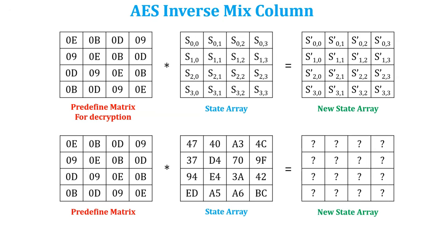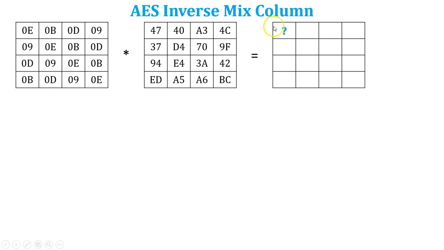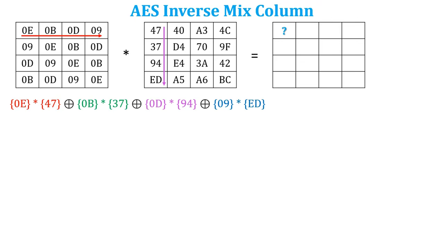Now find the first element of the new state array. To obtain the first element of the new state array, the first row of the predefined matrix and the first column of the state array are multiplied with each other and generate the first element of the new state array. As I told you, all the values are in hexadecimal format. So this matrix multiplication is not like a decimal multiplication. Here, first of all find the multiplication values, and then all the multiplication values are XORed with each other. But we all know that the XOR operation is performed only on binary digits.